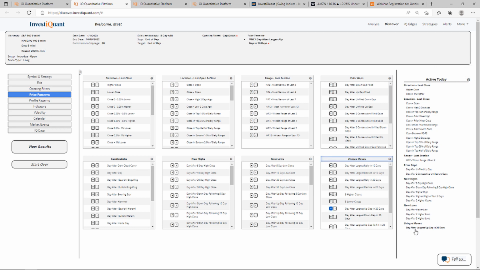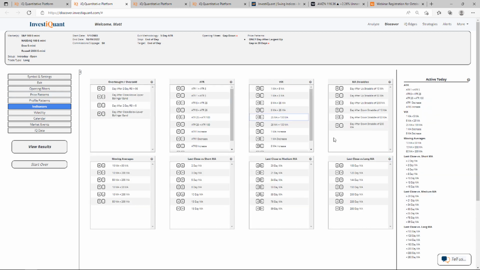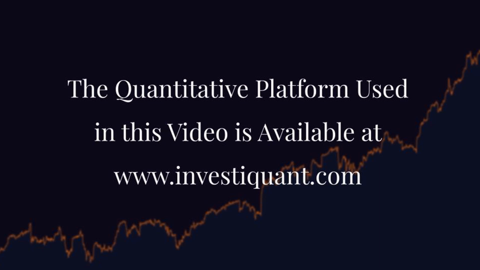Next thing I'm going to do is go to the indicators library and put us below a 200-day simple moving average. I'm just going to use the 200 because I want to keep as many samples as possible, and this pattern can get thin on samples if you get too specific with it. All right, now I'm going to click View Results.